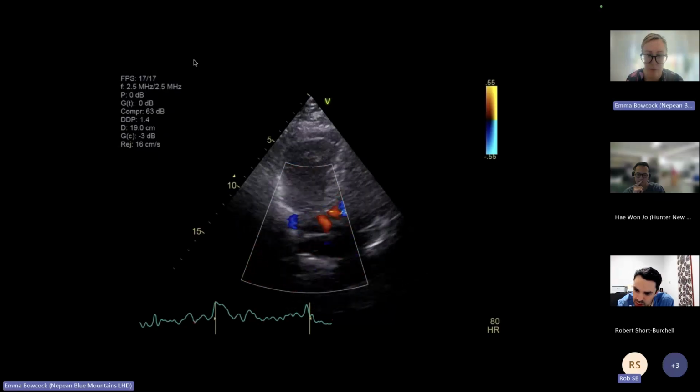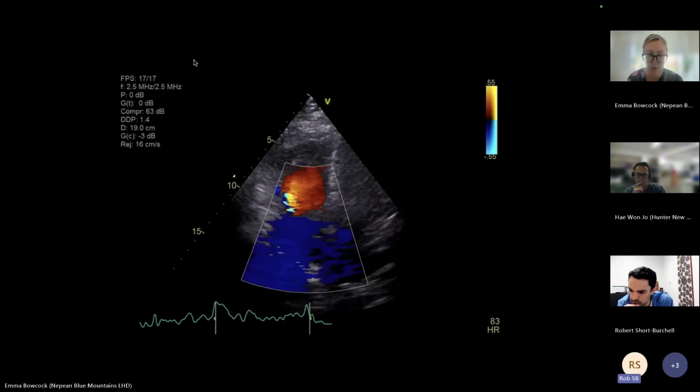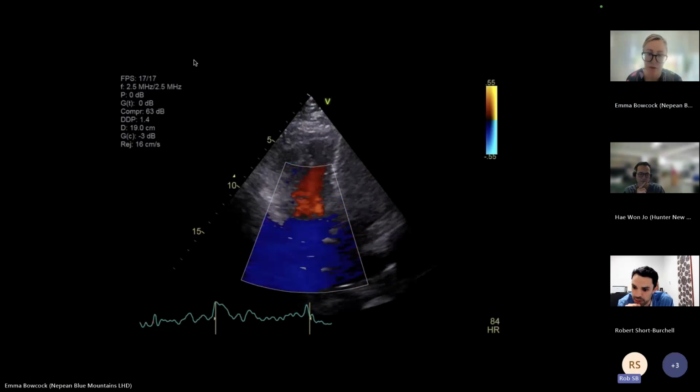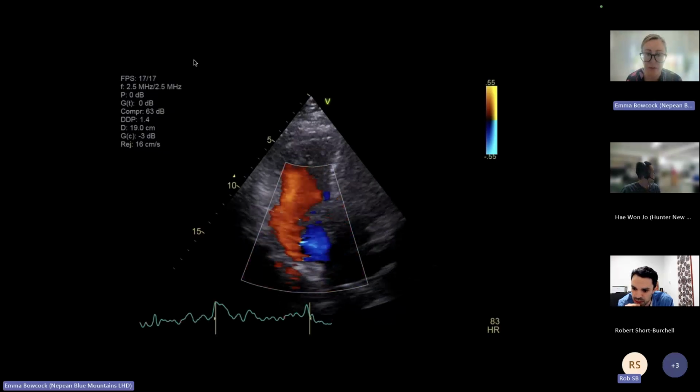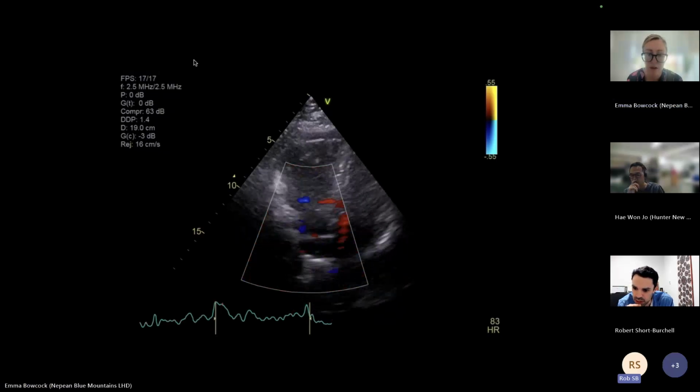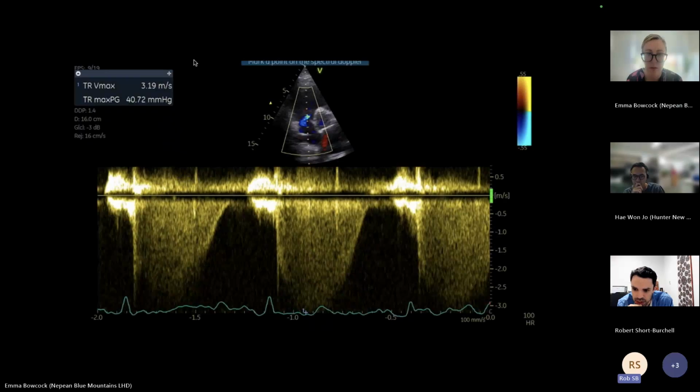What I can see though is that the RV is dilated. It looks like it's larger than the left ventricle in terms of its basal diameter, so that would be severe RV dilation. And again, it appears there's preservation of the apex, which would be the McConnell sign.